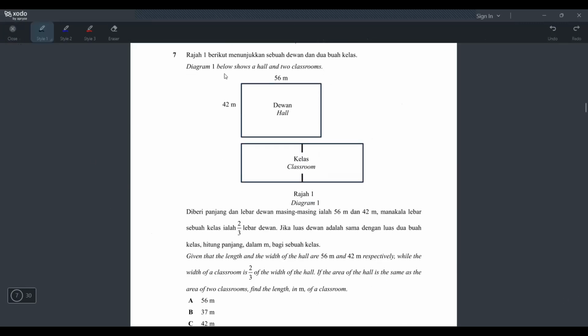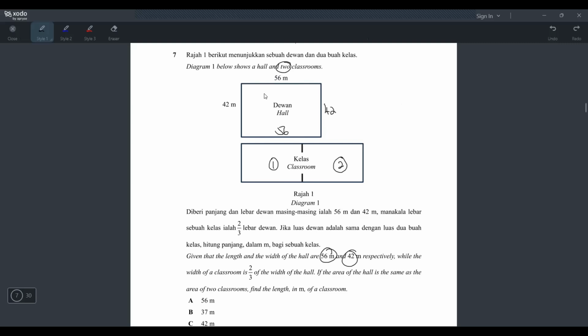Number 7, diagram 1 below shows a hall and 2 classrooms. So this is a hall, this is a classroom. But I can see it's 2 classrooms, right? So we have classroom number 1, classroom number 2. And then what? Given that the length and width of the hall are 56 and 42. So the hall's length is 56, width 42. Actually they wrote it for me already. And it's a rectangle, so top and bottom are the same, left and right are the same.